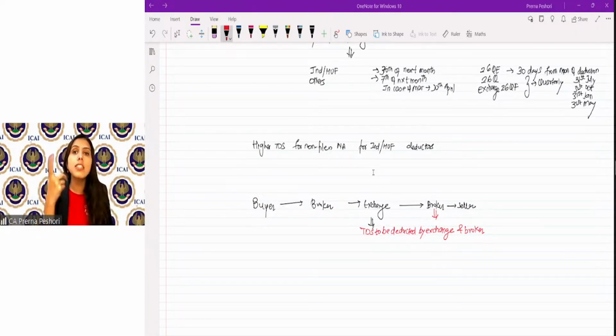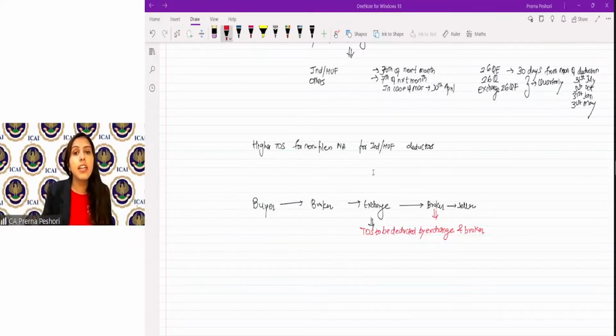So in that case, the liability is on the buyer to deduct the TDS or his broker. However, they may enter into an agreement with the exchange that the exchange shall deduct the TDS, that the exchange would be paying the tax on or before the due date. Are we clear?